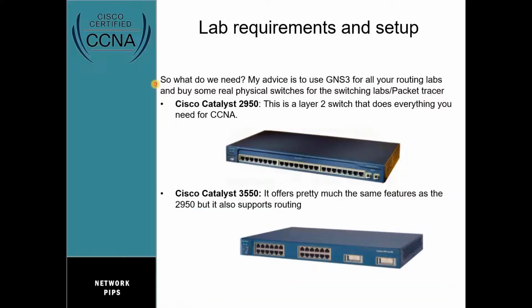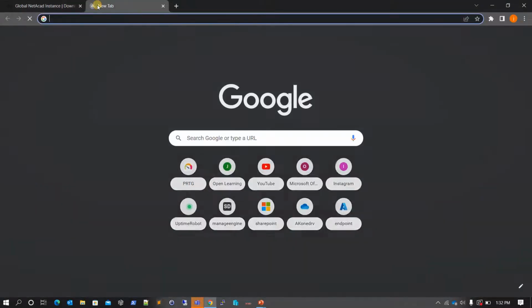But if you are looking at getting a feel of the gear, you can purchase live gear. I will advise you, if you're going for a switch, go for the 2950 switch. It's a layer 2 switch, which is going to do most of the things you're going to need for the labs in this course. Then you can also go for the 3550 switch as well. The 3550 is pretty much the same as the 2950, but it has a routing feature, while the 2950 does not have that feature.